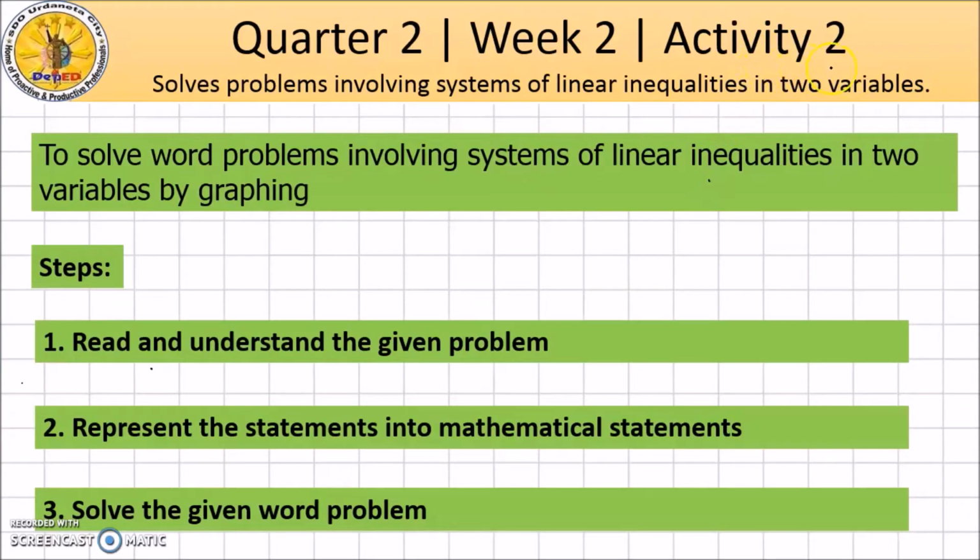For activity 2 of the second week of the second quarter, we're going to solve word problems involving systems of linear inequalities in two variables by graphing. Now we have the following steps. Number 1, read and understand the given problem. Number 2, represent the statements into mathematical statements. Number 3, solve the given word problem.